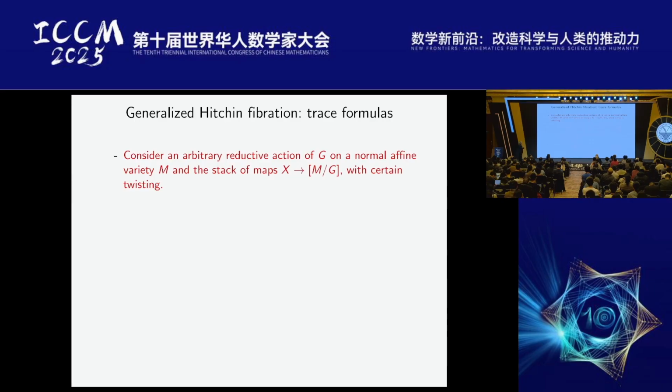So I have G, some reductive group acting on some affine variety M, and I look at the stack of maps from X to M/G. It's very similar to what Andrei Okounkov talked about yesterday. Of course, I have to do some G_m twisting here, but I try to ignore it for now.